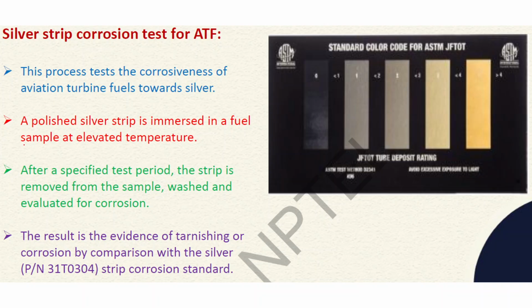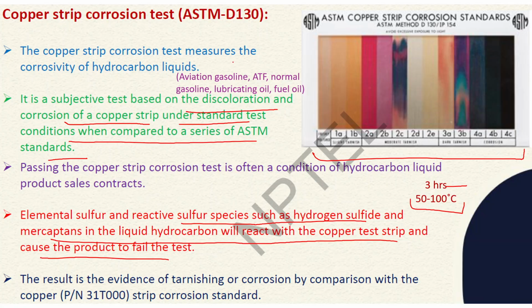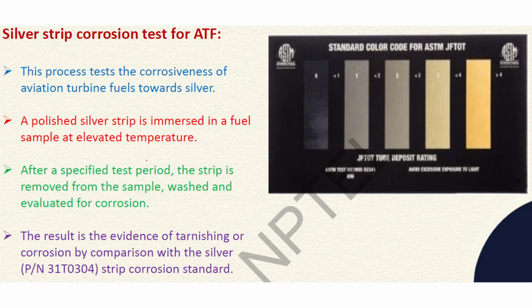This is the silver strip corrosion test. This corrosion test is for aviation gasoline, ATF, normal gasoline, fuel oil, and lubricating oil. Another test is the silver strip corrosion test, which is mainly for aviation turbine fuels towards silver.